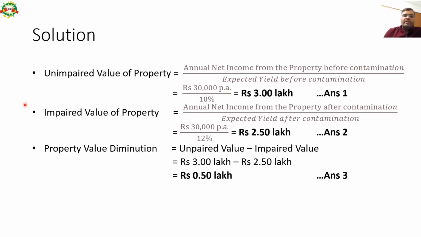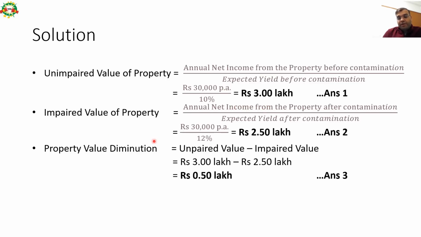So the unimpaired value of the property is equal to the annual net income from the property before contamination divided by the expected yield before contamination. This is the perpetual income approach valuation method, and we have already discussed income approach to valuation in our playlist. Please refer to that playlist if you are not aware of this formula and its derivation. So this is equal to 30,000 rupees divided by 10%. That means the unimpaired value of the property is 3 lakh rupees.